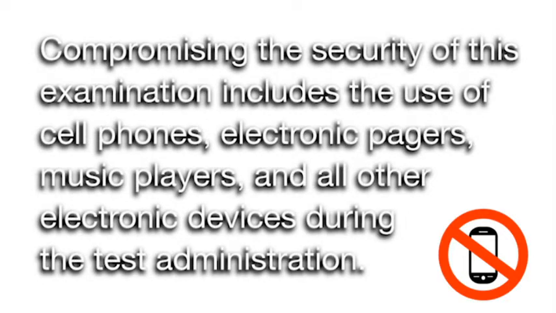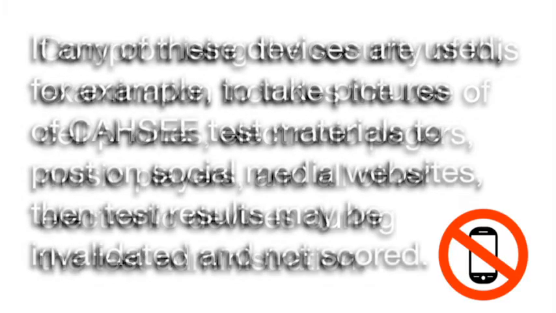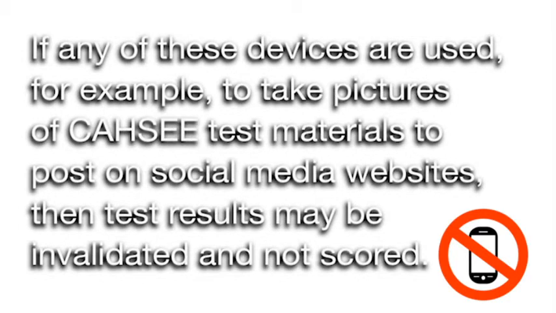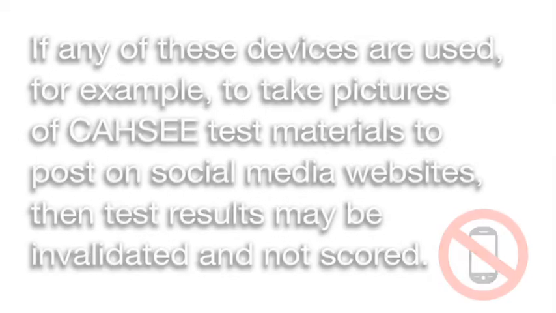Compromising the security of this examination includes the use of cell phones, electronic pagers, music players, and all other electronic devices during the test administration. If any of these devices are used, for example, to take pictures of CAHSEE test materials to post on social media websites, then test results may be invalidated and not scored.